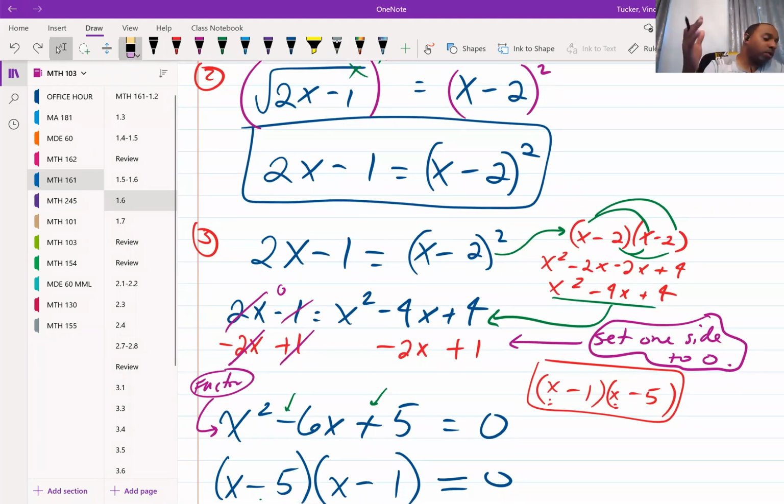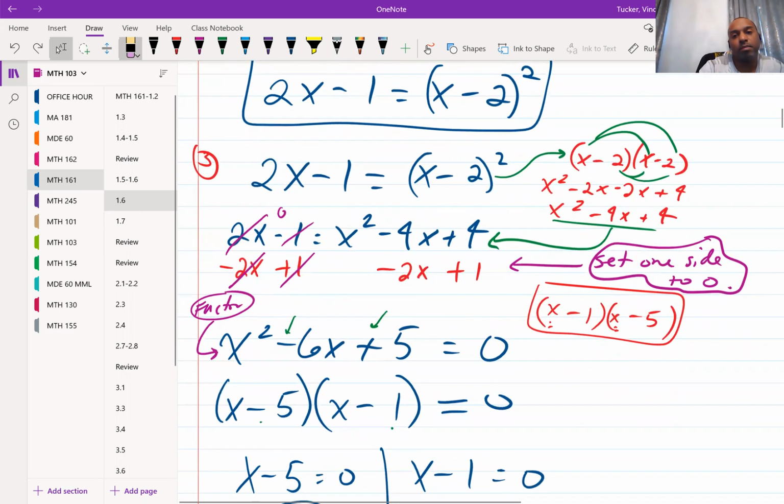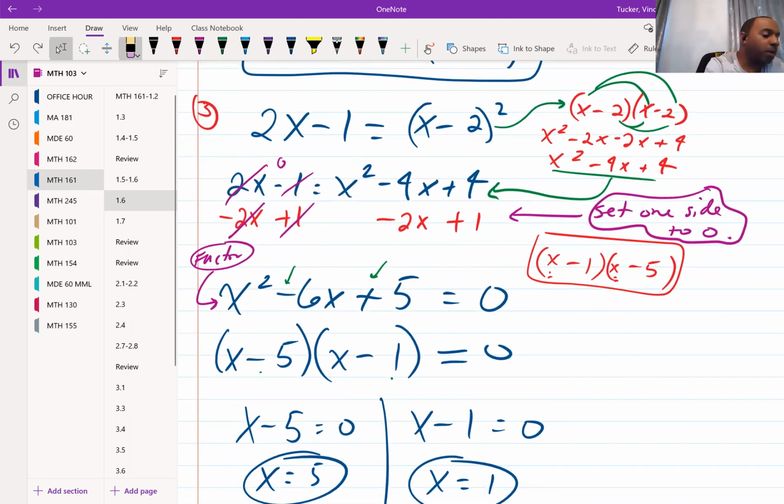If you want, you can put it in the quadratic formula, or you can factor. I'll just go ahead and factor this: x minus 5 and x minus 1. Set each part equal to 0 and solve. x equal to 5, x equal to 1 are our solutions. All right. Any problems?